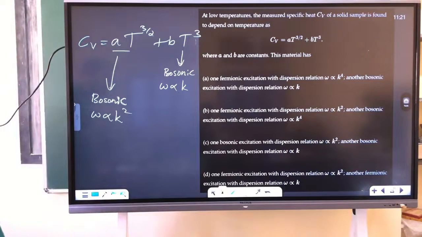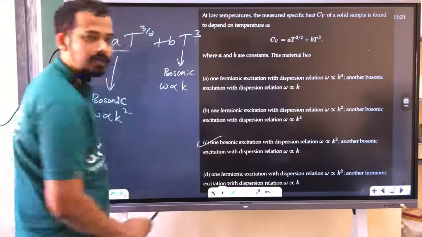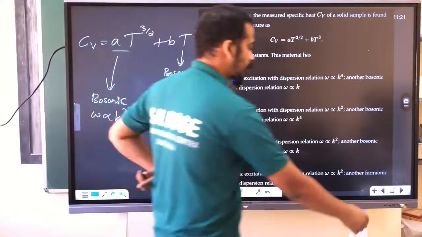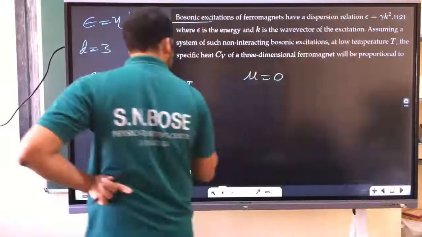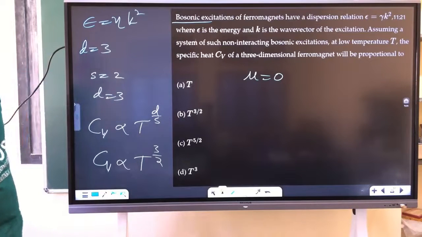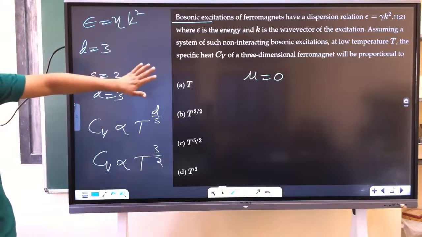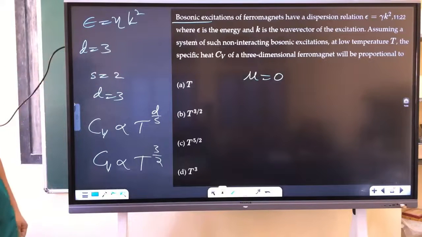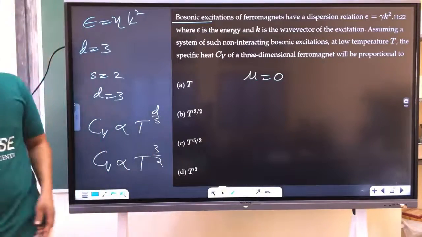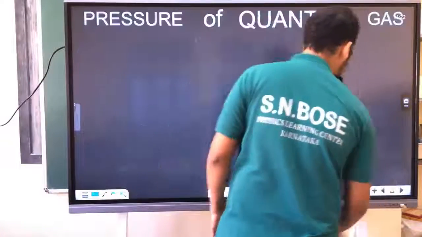Which option? One bosonic with omega proportional to k square, another bosonic with omega proportional to k square. From the experience of this, this is a very famous problem, these spin waves in a ferromagnet. It's a research area also. That's why this experience should help you to do that one. Got my point? Do the homework, at least briefly.